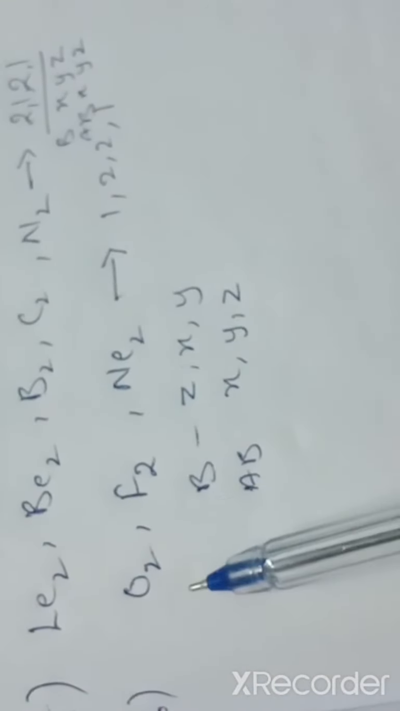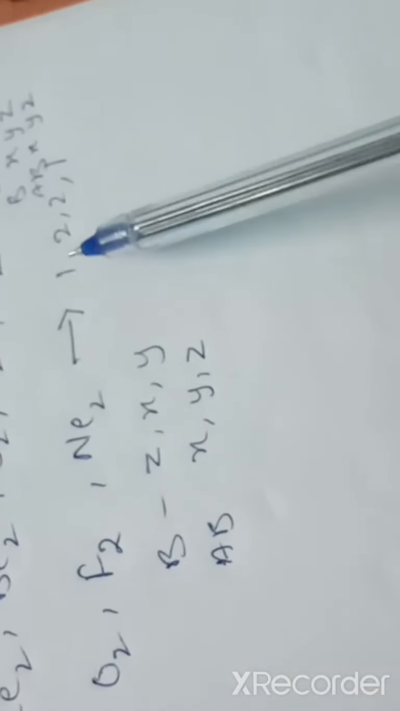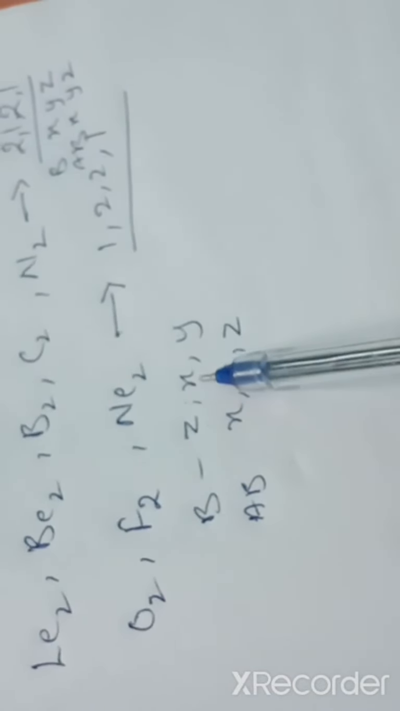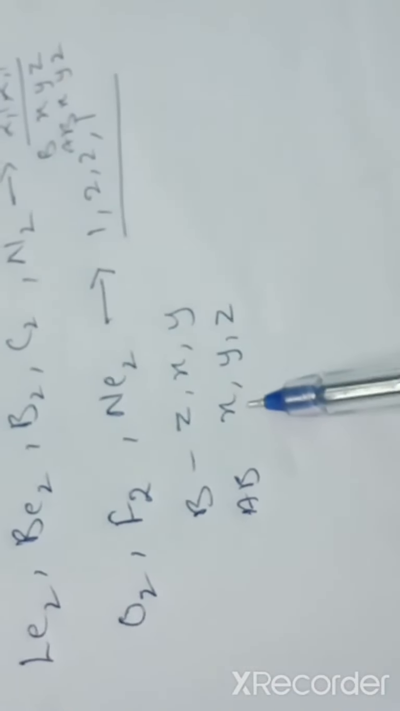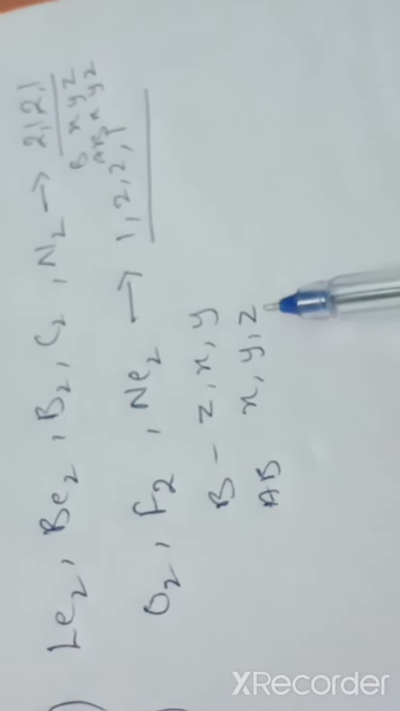For the formation of O2, F2, N2, we have to follow the 1 2 2 1 rule. In bonding orbitals, first the z orbital will be filled, later x and y. In anti-bonding, first the x orbital will be filled, next y, next z.